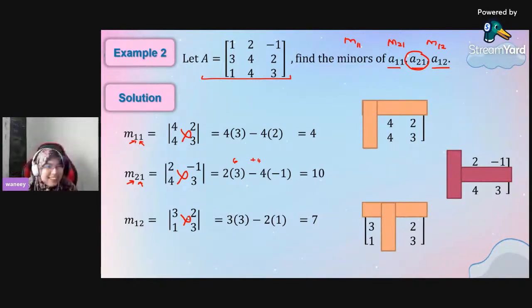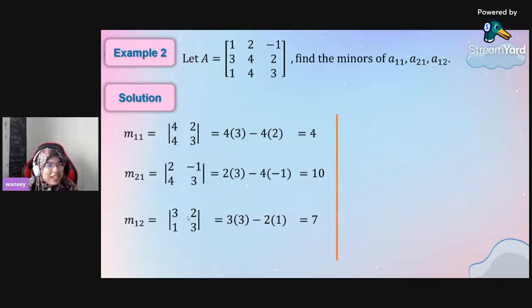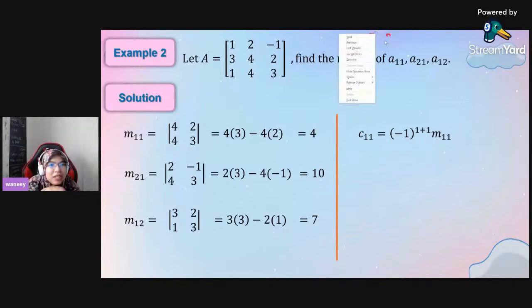Okay, next. Okay, so now let's proceed cofactor. How are we going to calculate the cofactor? Okay, C11. So that is negative 1 to the power of 1 plus 1 and 1, 1. Okay, so I'll give you one tip, okay? So basically if you have negative 1 to the power of even power, this one is positive 1. If you have negative 1 to the power of something that is odd, so this one will become negative 1.